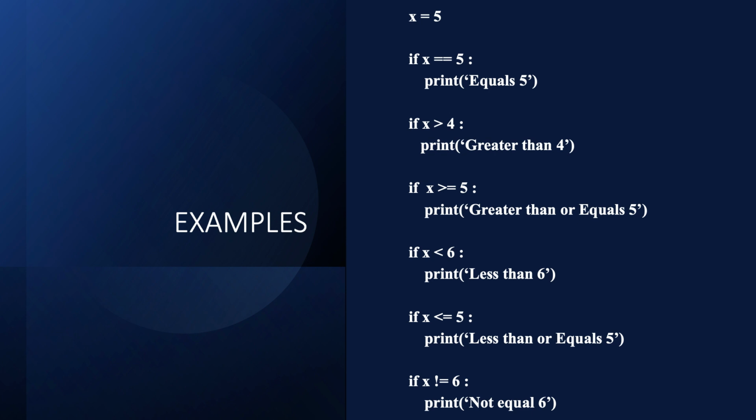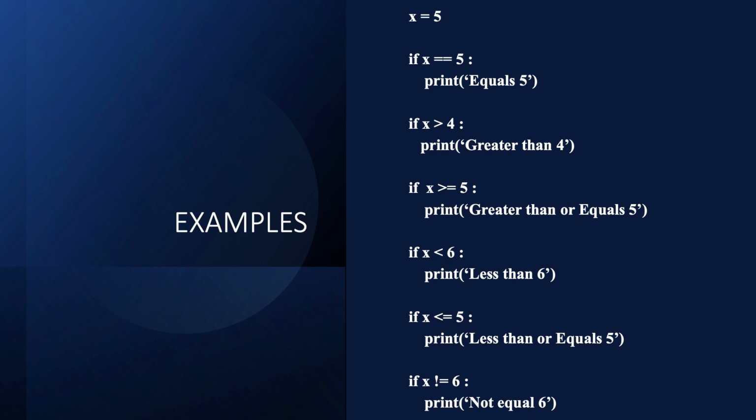Alright, on this slide we have a series of Python code snippets that demonstrates the use of conditional statements. We begin with a variable x set to 5, and our first condition checks if x is equal to 5. Now since x is 5, this condition is true, and so we execute the indented code and print the string equals 5. Next, we evaluate whether x is greater than 4. And as x is indeed greater than 4, then this condition answers to true, so the program prints greater than 4.